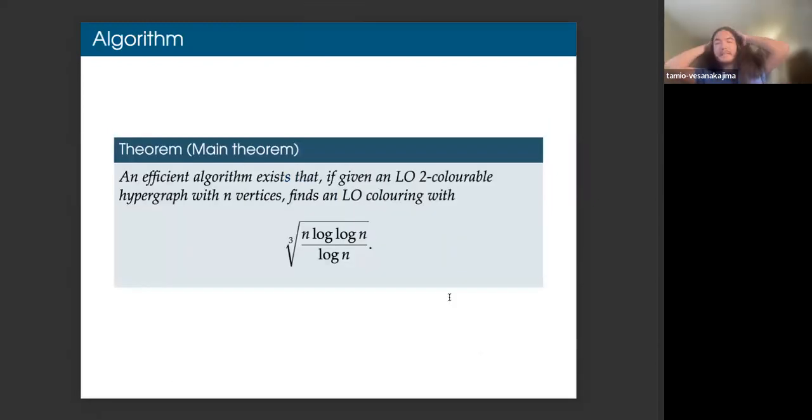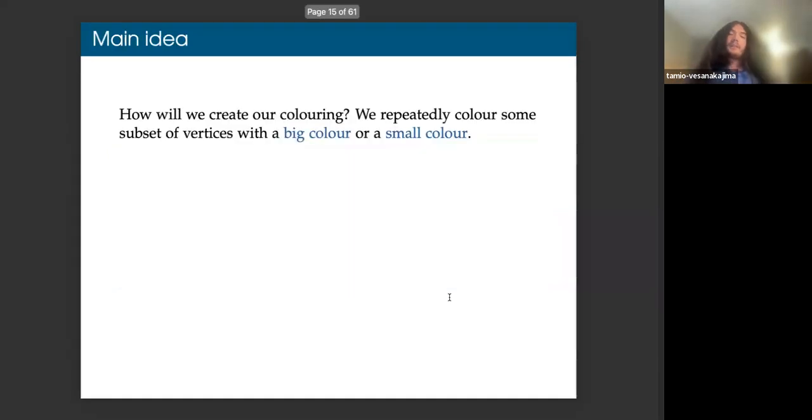And today I'll be explaining an algorithm that, if I give it a hypergraph that has an LO2 coloring, so a coloring that selects exactly one vertex in each edge and sets that to 2 and everything else to 1, it'll find an LO coloring with this number of colors. This is basically the cube root of n, but it's a bit better than the cube root of n by a factor of log. In some previous work, also with my supervisor, we had an algorithm that was about square root of n. So this is better.